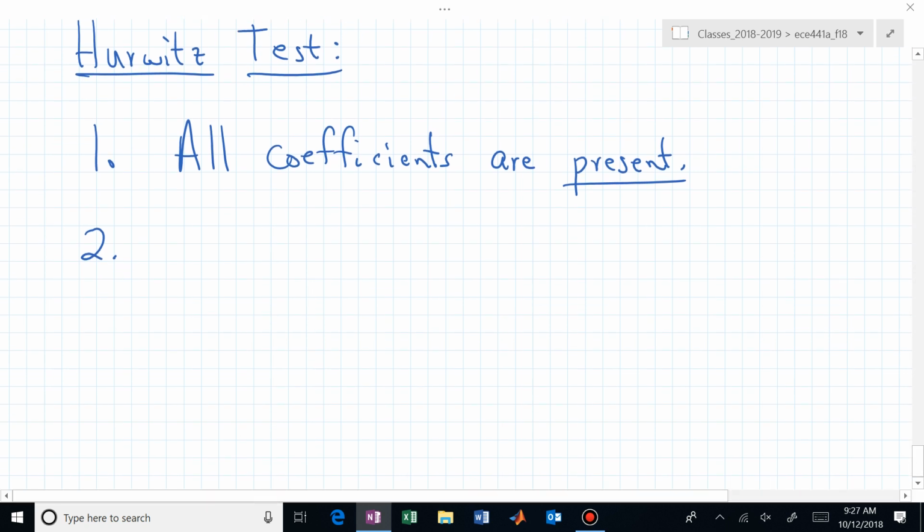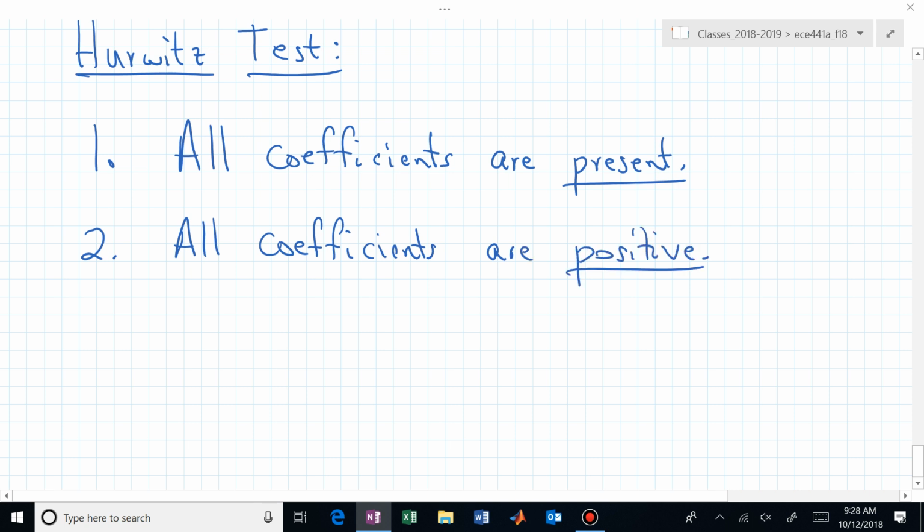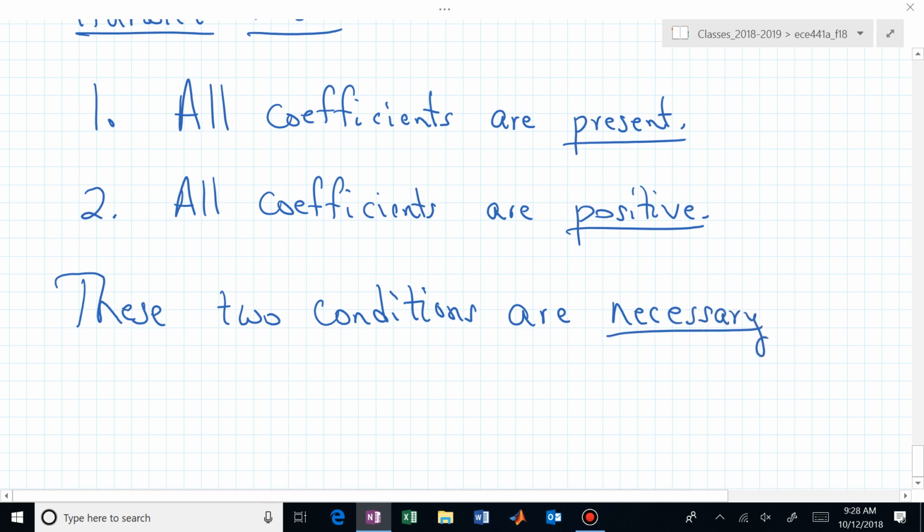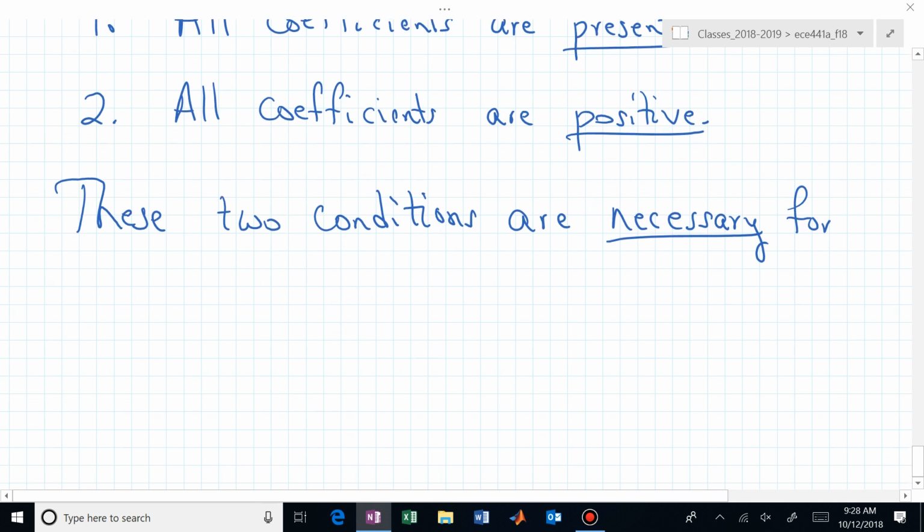So now all the coefficients need to be present and they all need to be positive. So all coefficients are positive. Those are pretty easy checks. These two conditions are necessary for stability, but they are not sufficient.